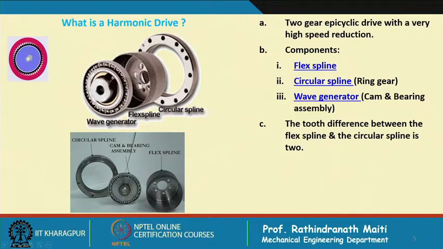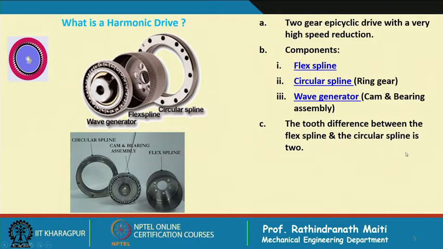We can make it 2, it is meshing at 2 points along the major axis. So, the difference can be made 2. However, it is also possible we can make the difference 4, we can make the difference 8, and still it will work, but the transmission ratio will gradually decrease for the same number of spline.